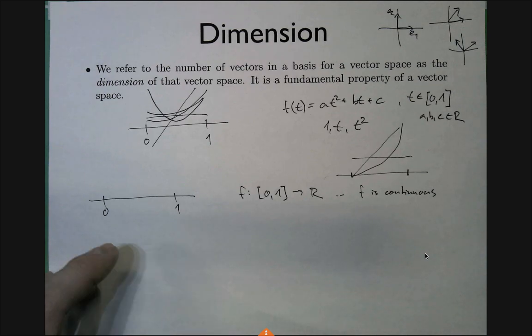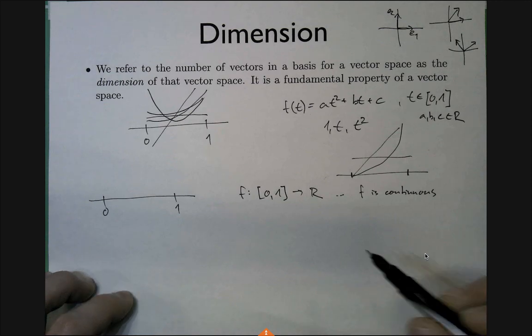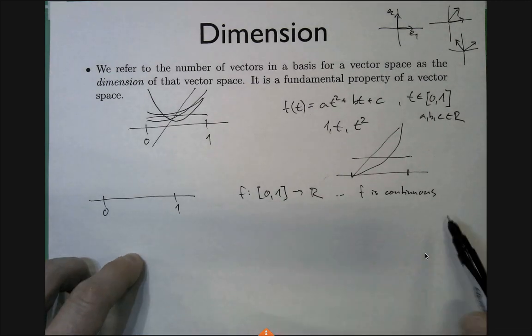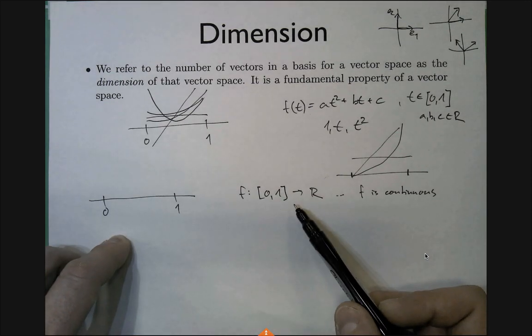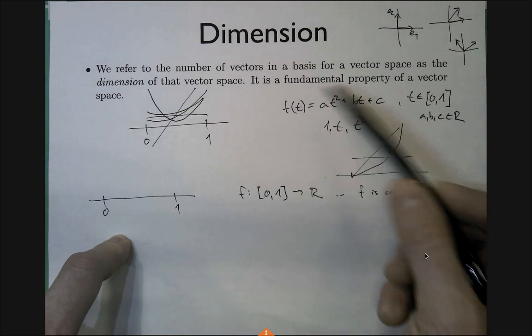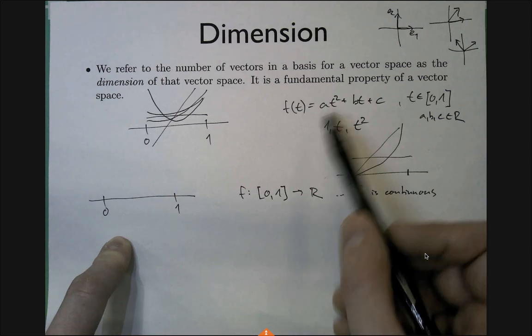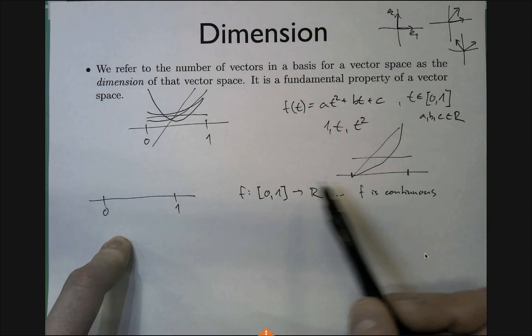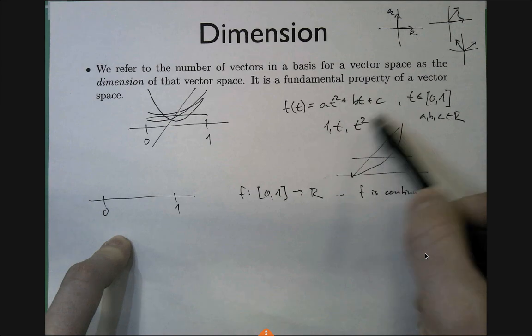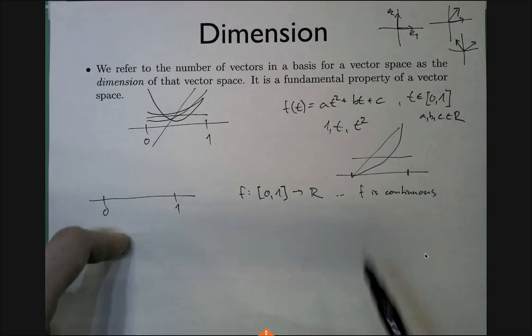Continuous is fine. So clearly this is also a vector space, and the space of polynomials is its subspace, right? Because polynomials are continuous functions, and this is a vector space by itself, so this is a subspace of it.